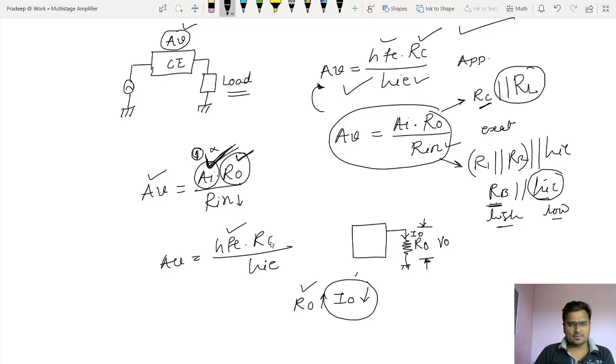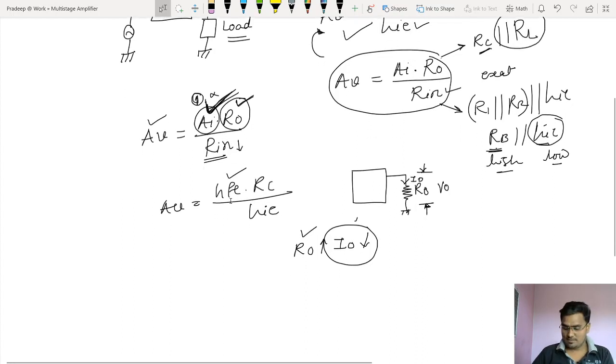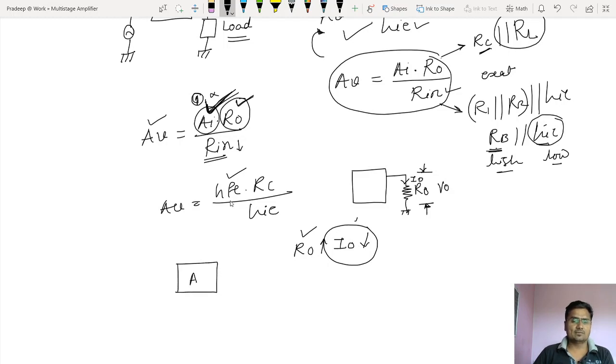What is the last option then? Rin. Rin is the last option. What I need to do, if I increase voltage gain, Rin has to be decreased. Now let me check that case also. What will happen if I decrease Rin? So this is what my amplifier, and somewhere here I will connect that input impedance. Let us assume that this is my input impedance Rin.